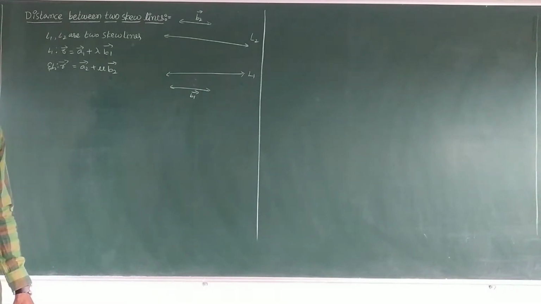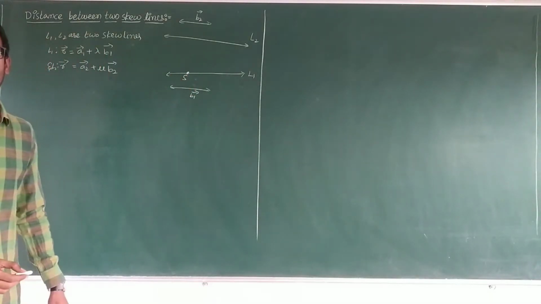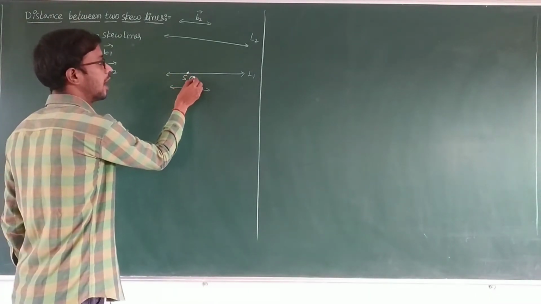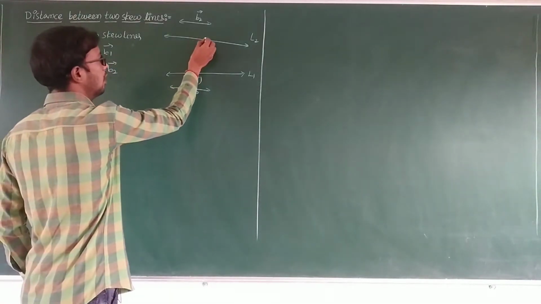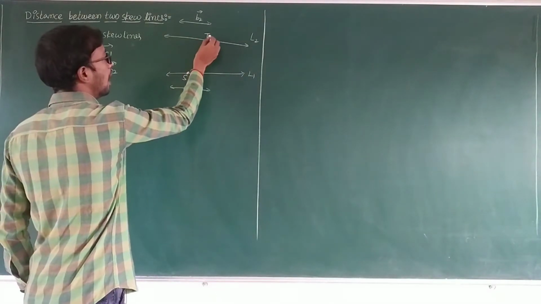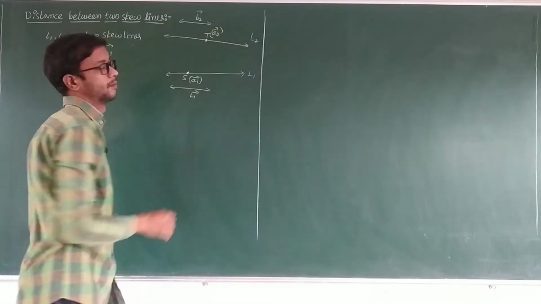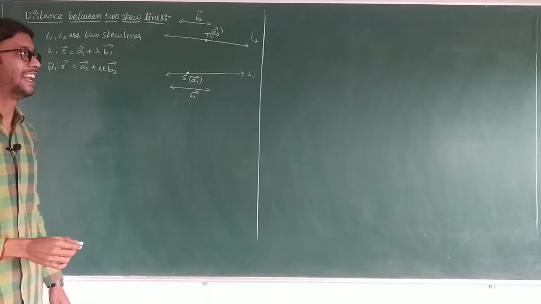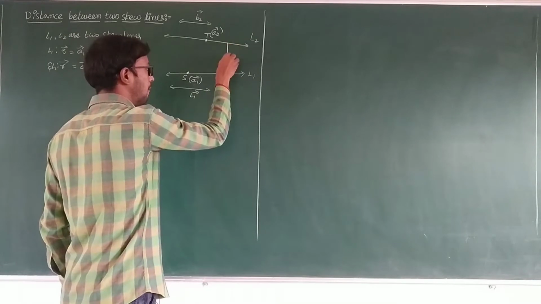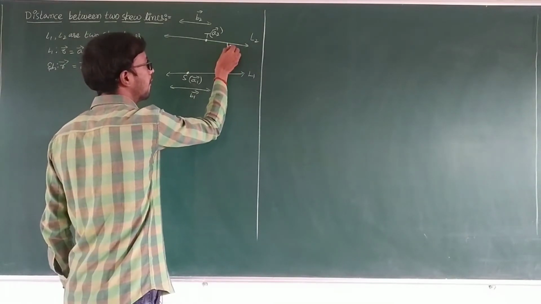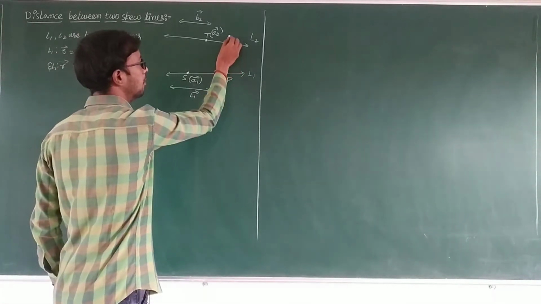So now I am taking a point P on L1 with the position vector a1 bar. Next, a point Q on L2 with the position vector a2 bar. And the shortest perpendicular line is PQ.